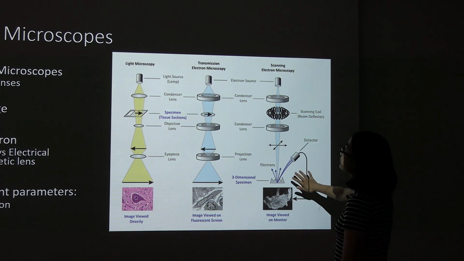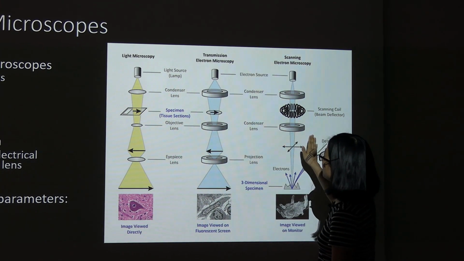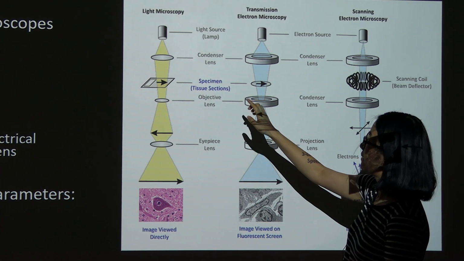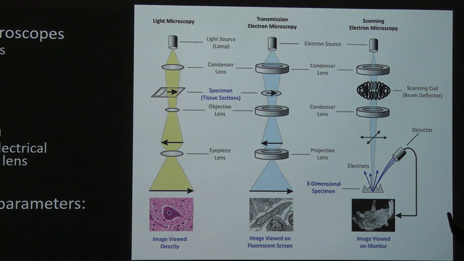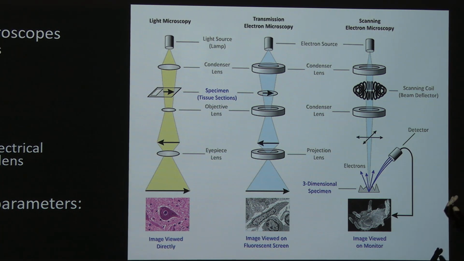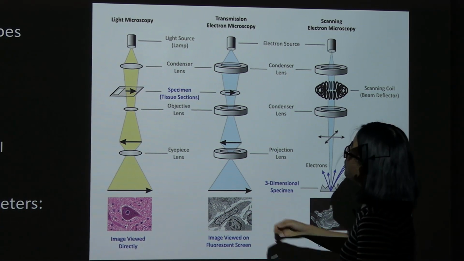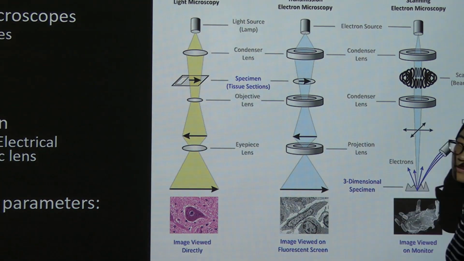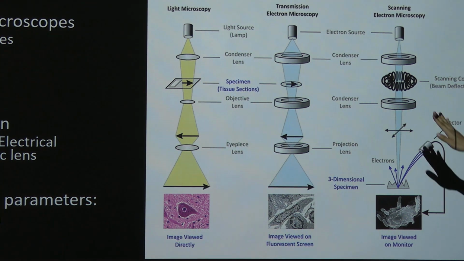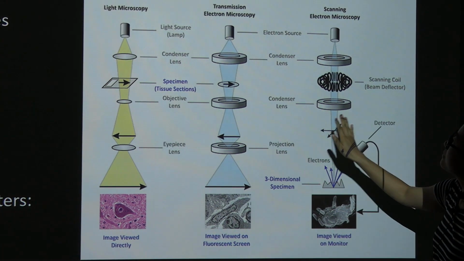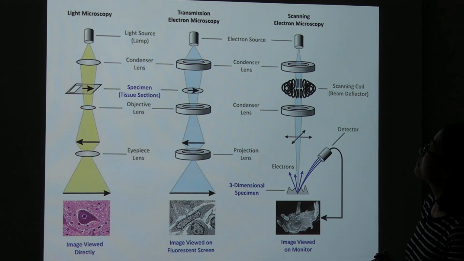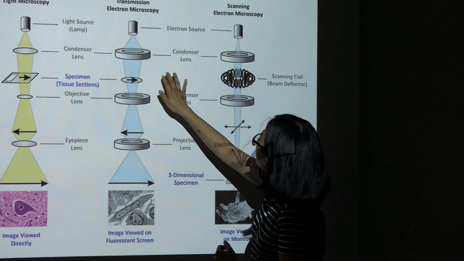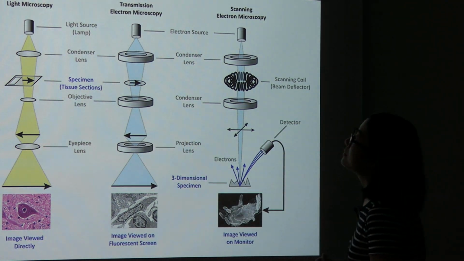As you can see in this photo, there are 3 different microscopes. For the light microscope, from the name you can see that they use light as the source to see through the specimen, or we call it a sample. So you can see that the condenser for the light microscope is glass. But for the electron microscope, both the transmission electron microscope and the scanning electron microscope, they use a different condenser lens than the light microscope.